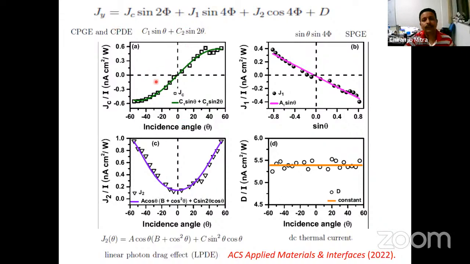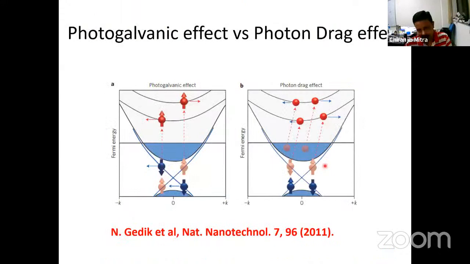So the photon drag effect is that when you have angular momentum, linear momentum is basically imparted by the photon to the electrons. So J2, which has an even dependence, so these are the odd dependence. J2 has an even dependence on theta, and this captures completely the bulk part. And this is the theta or phi independent part, which is basically just the thermal part. Okay, so I'll skip this.